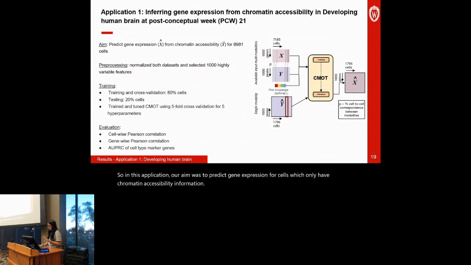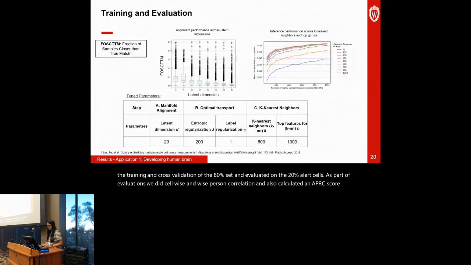So we divided the data set of 8,000 cells into 80% training set and held out 20% for the testing. We normalized these data sets and chose 1,000 most variable features from each. So we did all the training and cross-validation on the 80% set and evaluated on the 20% held out cells. As part of evaluations, we did cell-wise and gene-wise Pearson correlation. And we also calculated an AUPRC score for the known cell type marker genes.